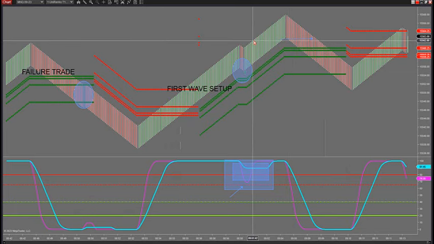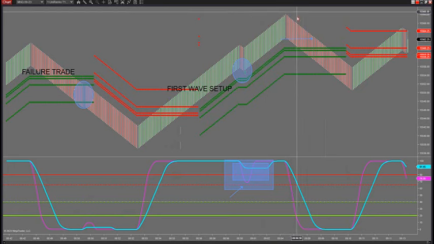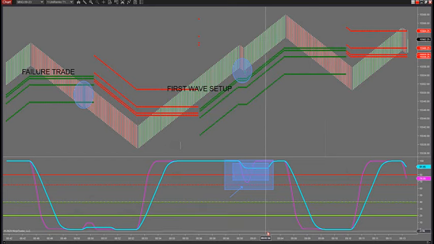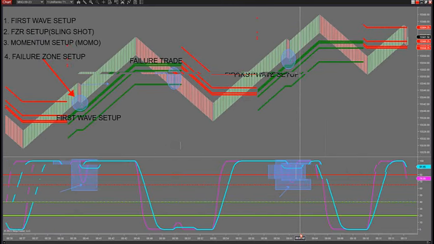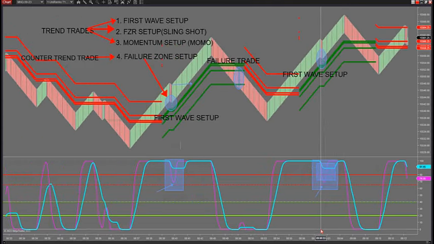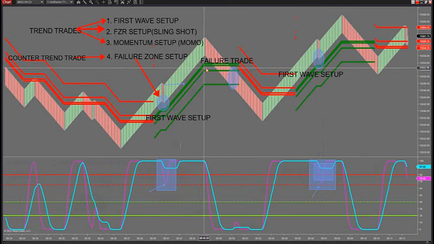Or if you have targets built in, target one, target two, target three, let a target run for 1,000 ticks if you want. That's a good way to do it. I like scaling as we go through. So specifically, that's called a first wave setup. That's the number one setup in the room.